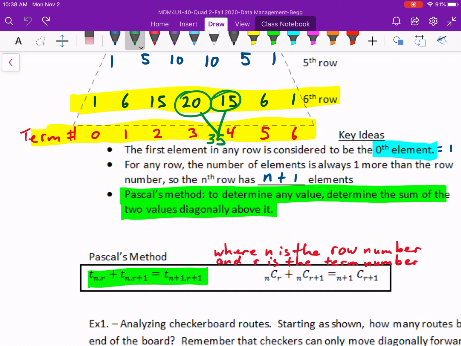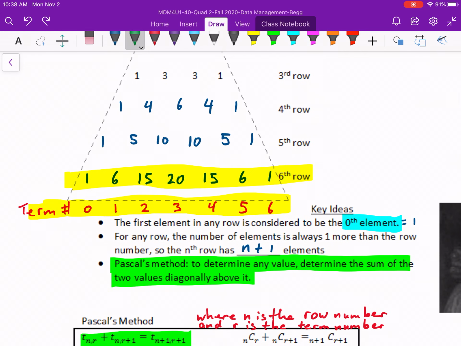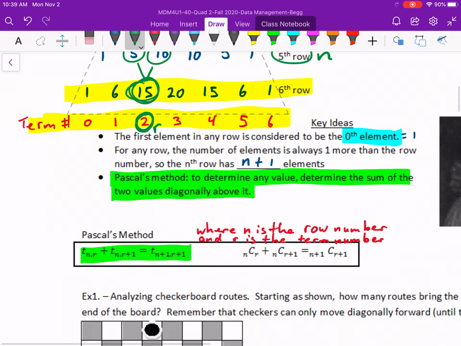Actually, you know what? I know I just did this. I'm going to backtrack to one where I can actually see it a bit better. Let's go to this one up here instead. 5 and 10 combine to give 15. So that's in the 5th row, so that's my n. And this 15 is the second term, if we start counting at 0, so my r would be 2. So this 15 here would be in the 6th row. It would be T(6, 2) for the second term. That's what this terminology is talking about.